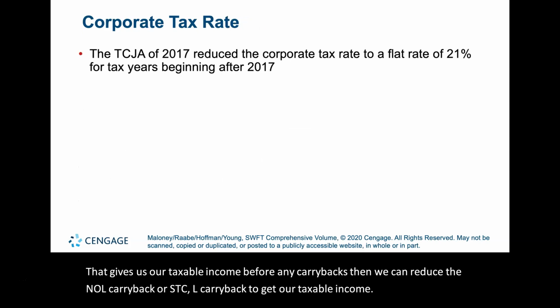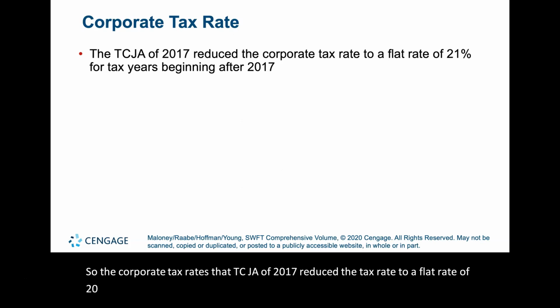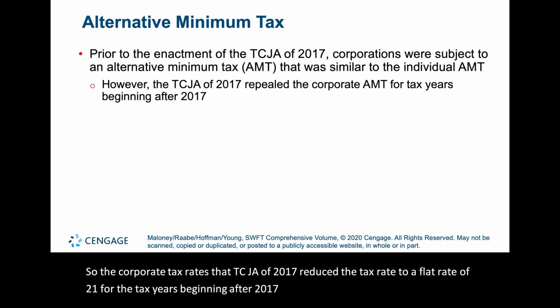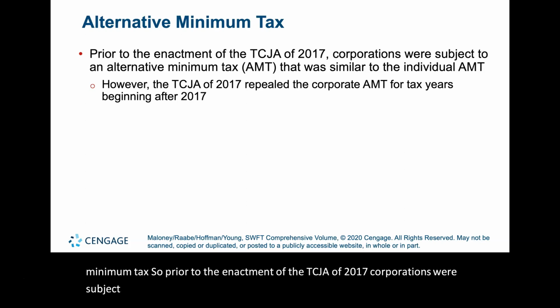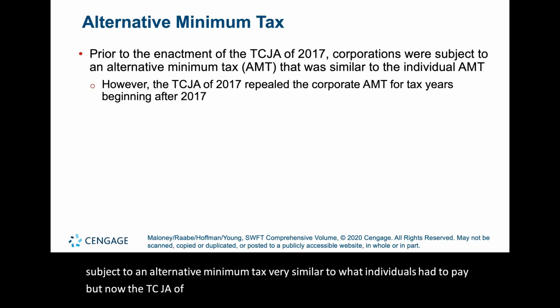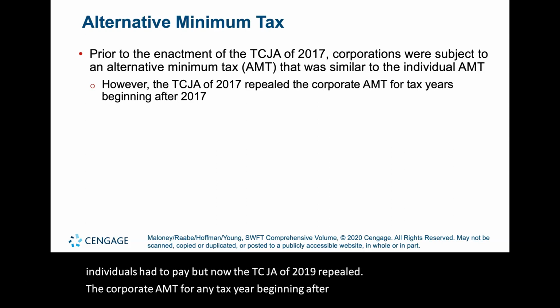So the corporate tax rates: the TCJA of 2017 reduced the tax rate to a flat rate of 21% for tax years beginning after 2017. And then we have AMT, alternative minimum tax. Prior to the enactment of the TCJA of 2017, corporations were subject to an alternative minimum tax, very similar to what individuals had to pay. But now the TCJA repealed the corporate AMT for any tax year beginning after 2017.